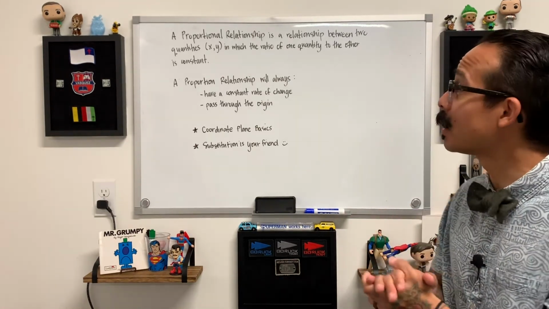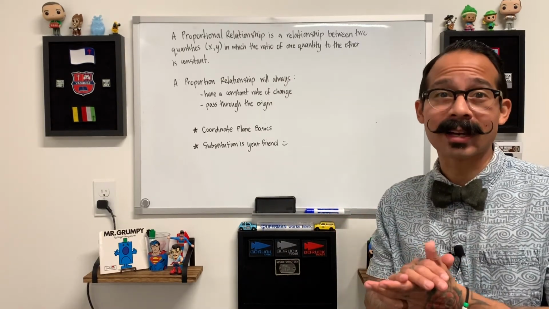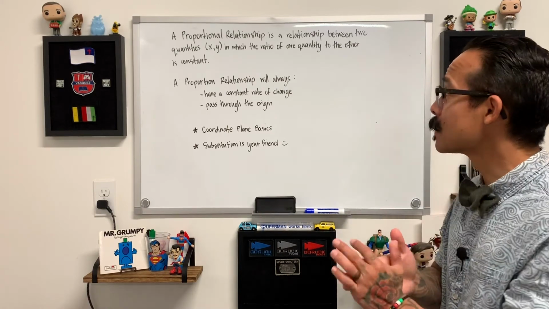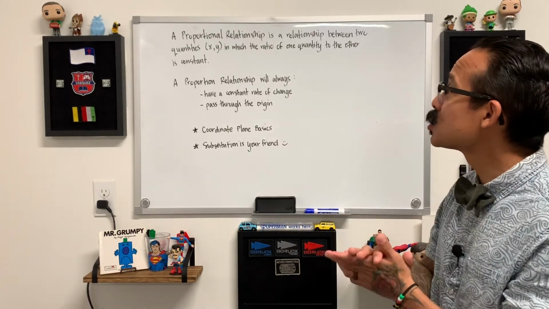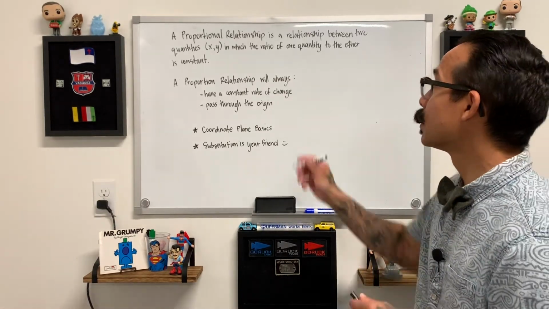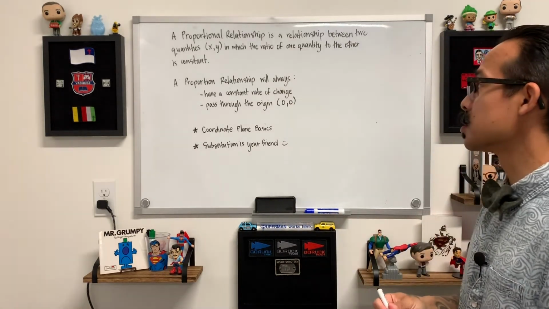A couple things to keep in mind with proportional relationships. When you graph them, they're always going to have a constant rate of change. That's why when you graph them, it's always going to be a straight line. Proportional relationships will also always pass through the origin. The origin, remember, is 0, 0. That's the ordered pair for the origin.